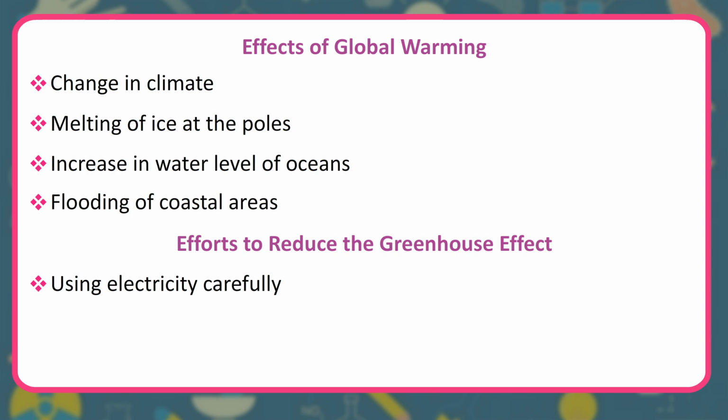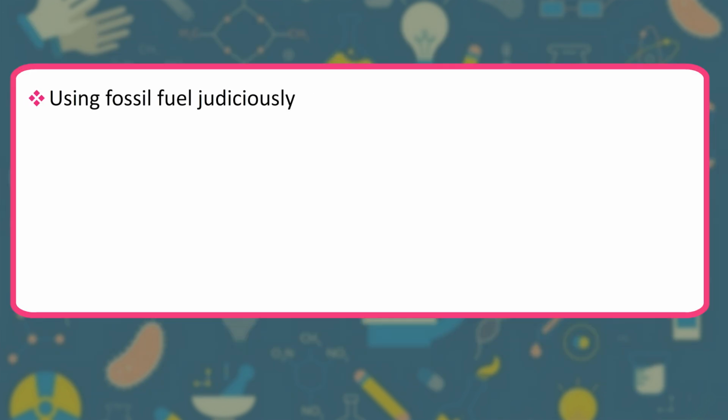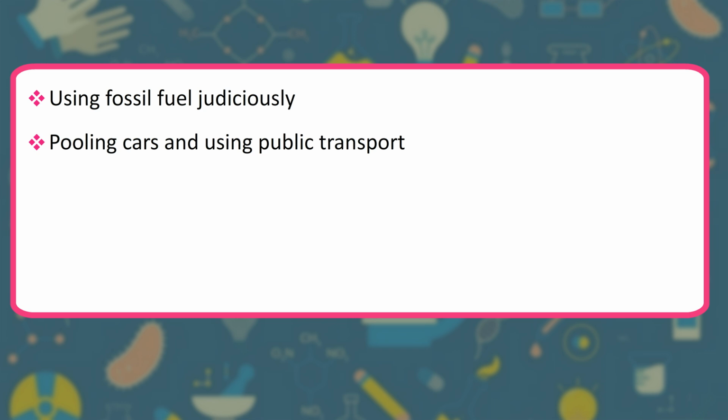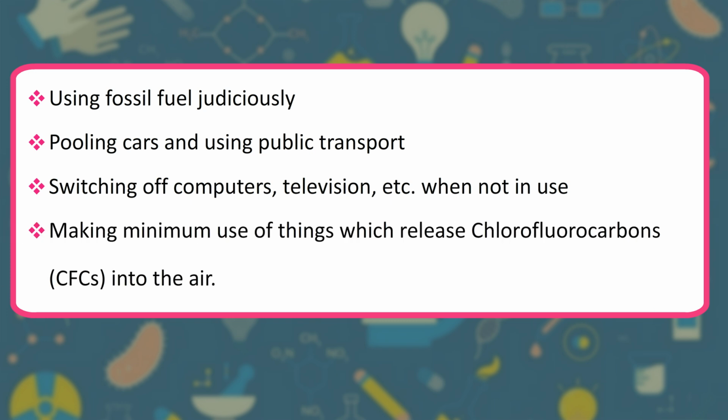Efforts to reduce the greenhouse effect. Using electricity carefully. Growing more trees. Reusing and recycling products. Using fossil fuel judiciously. Pooling cars and using public transport. Switching off computers, television, etc. when not in use. Making minimum use of things which release chlorofluorocarbons (CFCs) into the air.